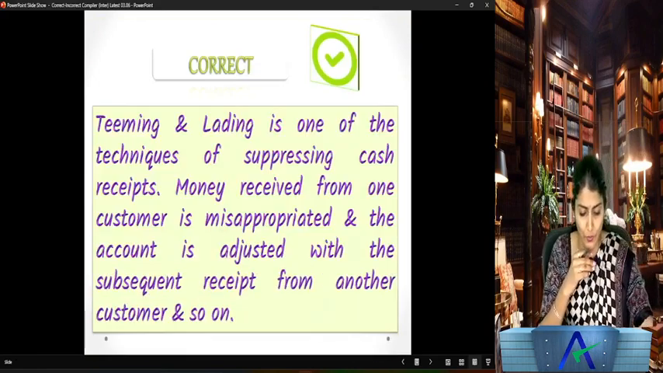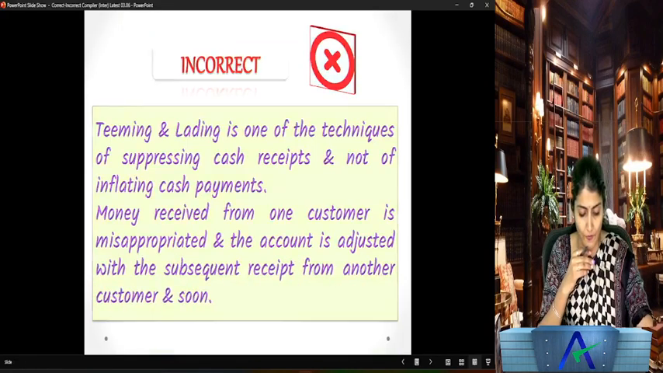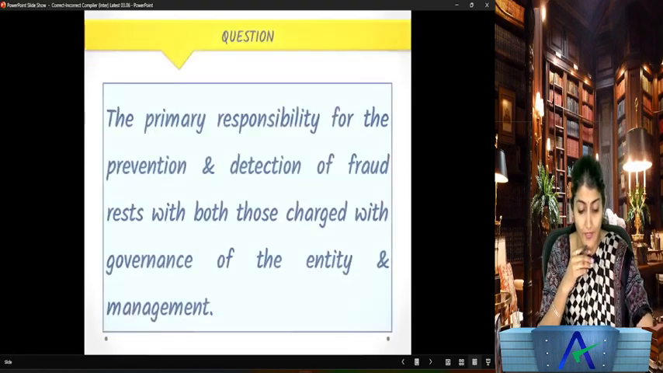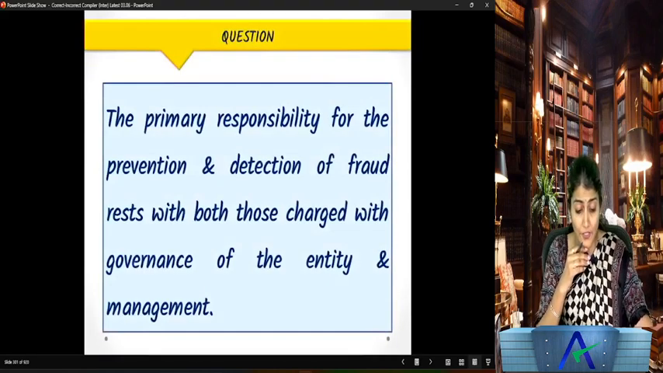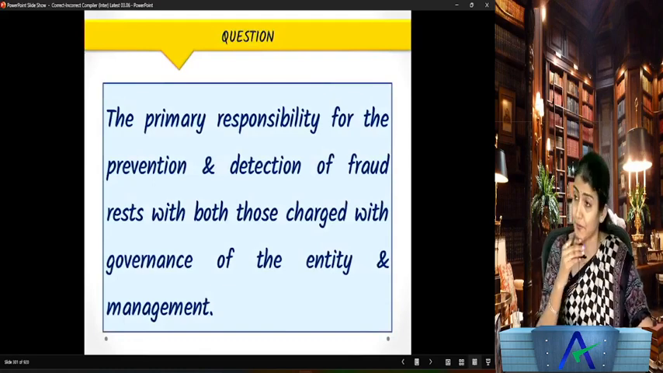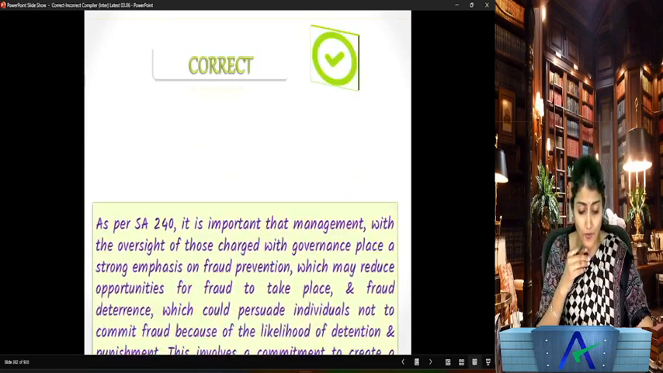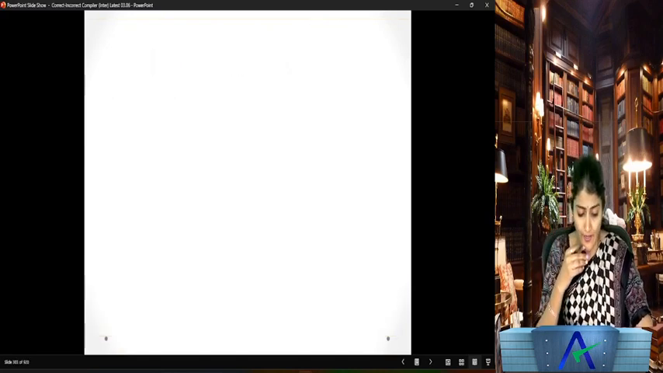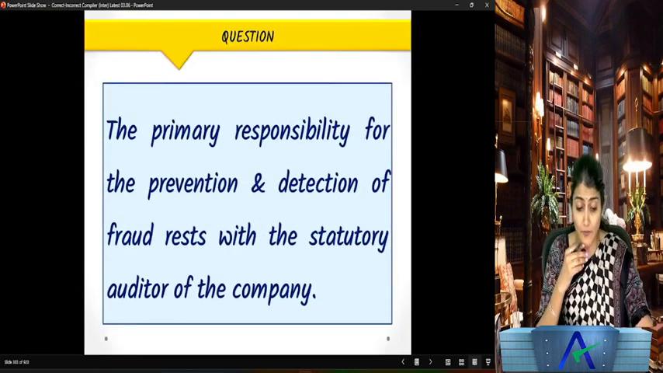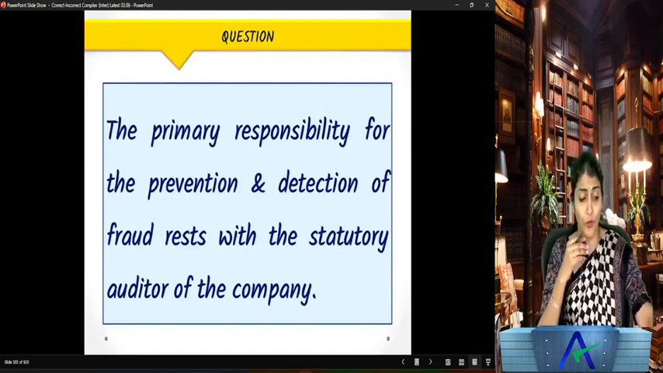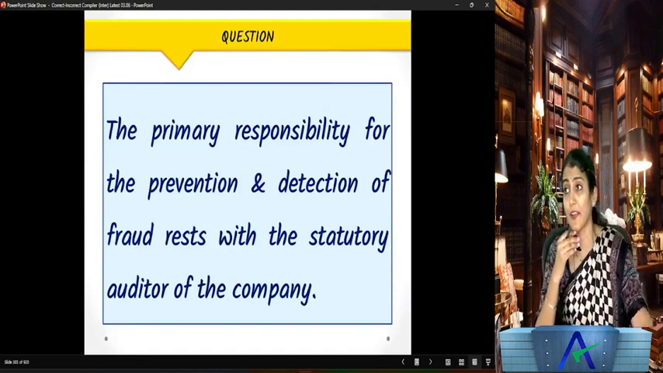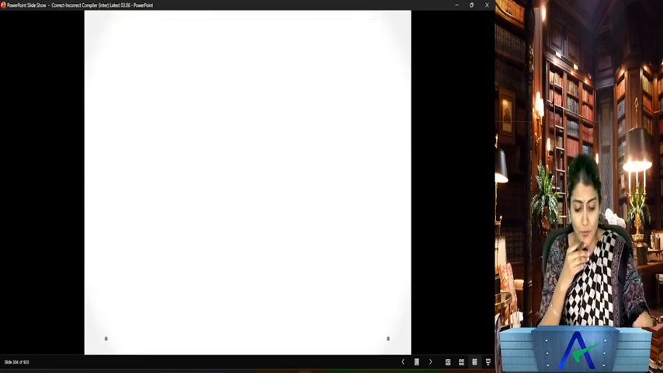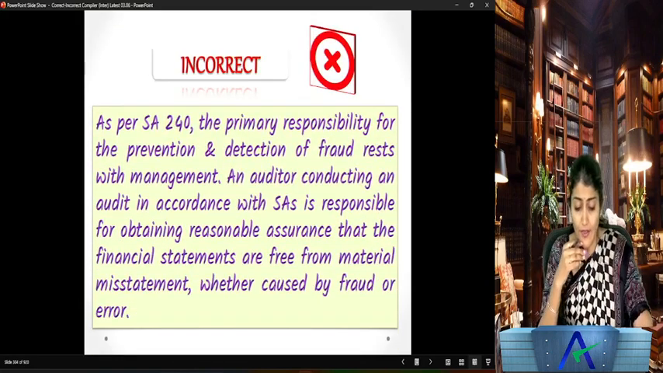Rather, I want to show you those questions regarding fraud being more difficult to detect than error. The primary responsibility for prevention and detection of fraud rests with both the TCWG and the management. It is their primary responsibility to put a strong emphasis on fraud prevention and fraud deterrence. If it says the primary responsibility rests with the statutory auditor of the company, no, it rests with management and TCWG.